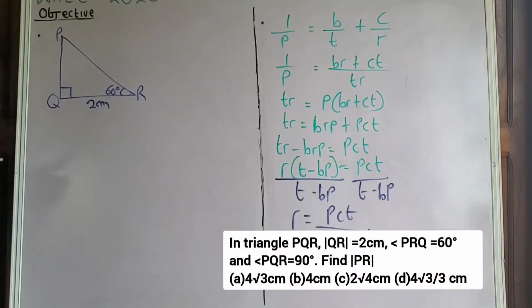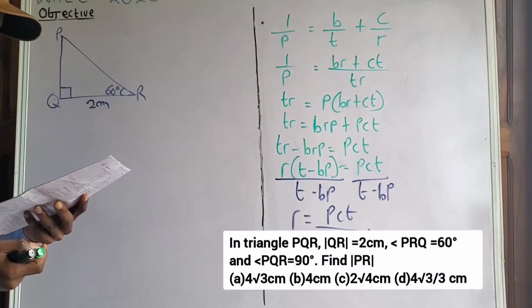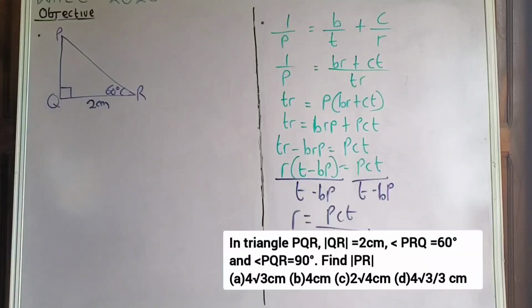Okay. We have option A, 4 root 3 centimeter. Option B, 4 centimeter. Option C, 2 root 4 centimeter. Option D, 4 root 3 over 3 centimeter. Please kindly pay attention. How do we get the line PR? To get the line PR, we have to use a mnemonic device that we used to use in trigonometry.